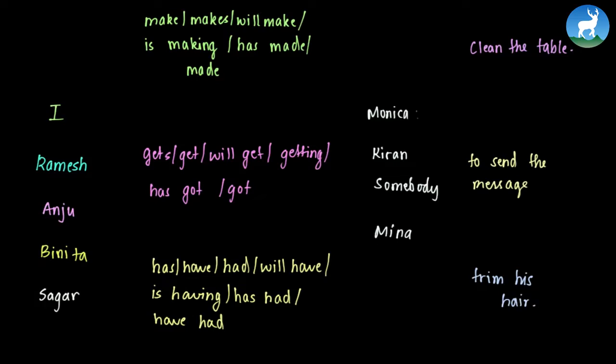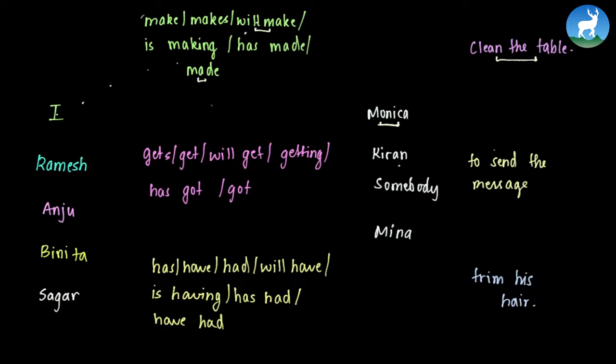I will make Monica clean the table. Or, I made Monica clean the table. We can have two sentences with I, and we can choose two forms of verb for I, and then one from this block, and with clean the table. So with I, we can make two sentences. Again, we can also say I will make Kiran to send a message. Or I made Kiran trim his hair.